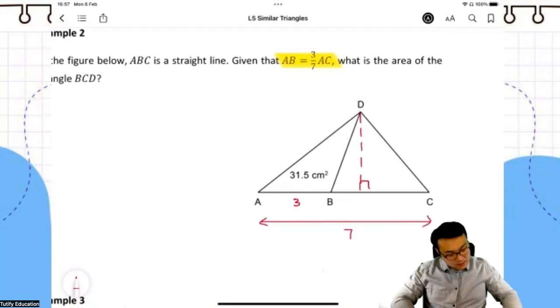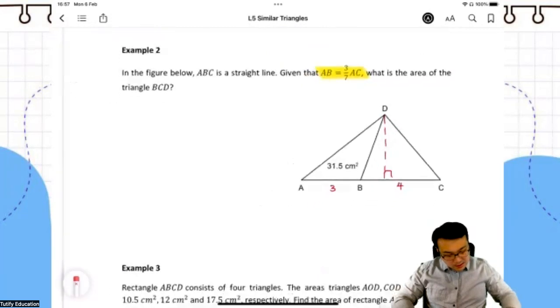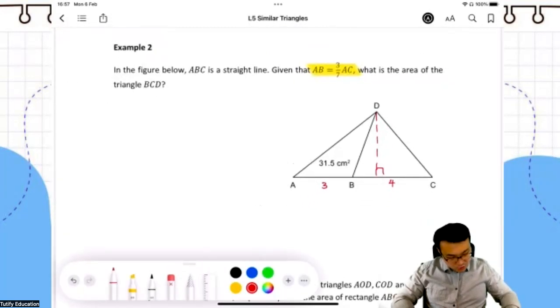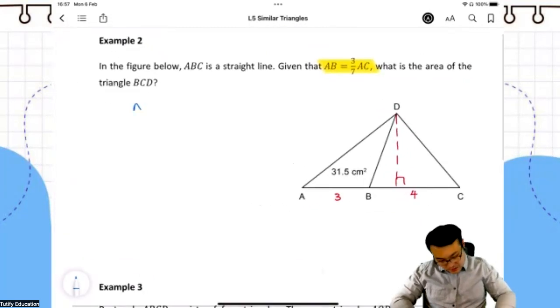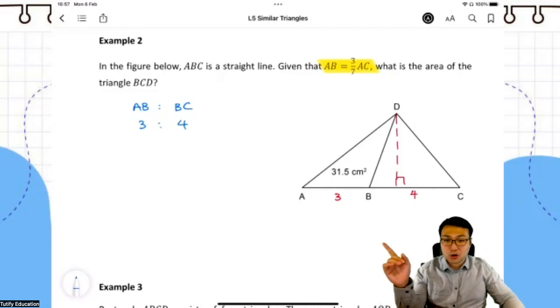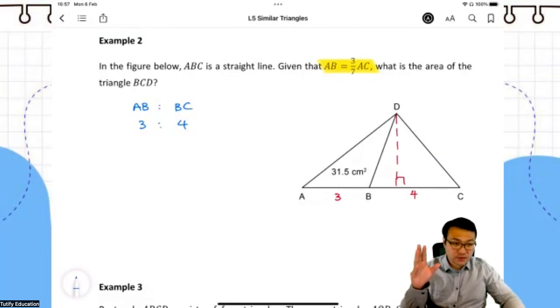And what does it mean? That means BC must be 4 units. So immediately I can tell that the ratio of AB to BC is 3:4. This is the ratio of their base. Since they share the same height, what does it mean? That means the ratio of their area must be the same as well.